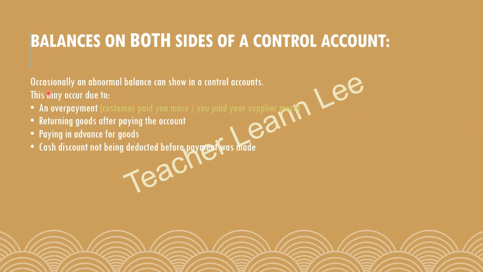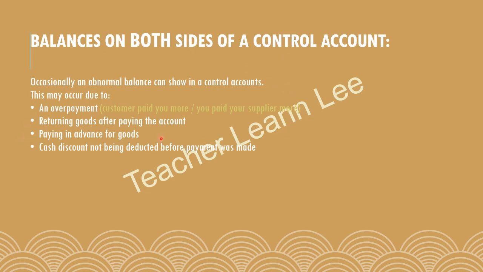Okay, so occasionally an abnormal balance can show in the control account. This is normal. This may occur due to overpayment: a customer pays you more, or you pay your supplier more. Or returning goods after paying the account. Let's say you pay your TP 1,000, fully payment done, fully settled. Then only you realize, oh my God, some of the products are broken. So you need to return them. In this situation, you will have two balances, on the debit side and the credit side.